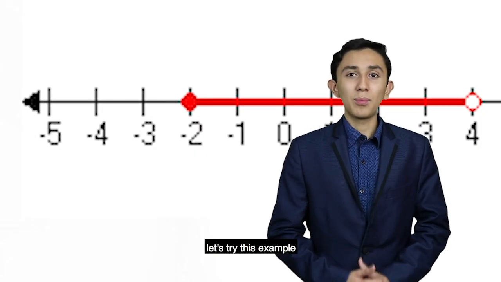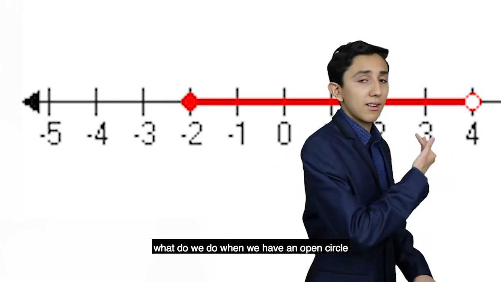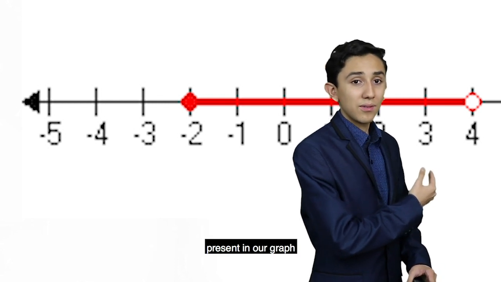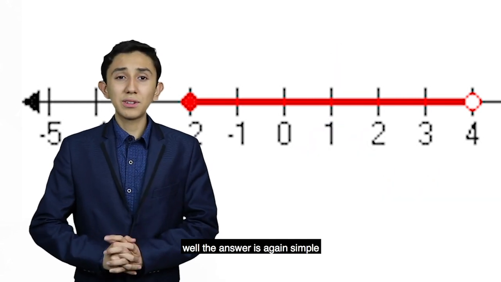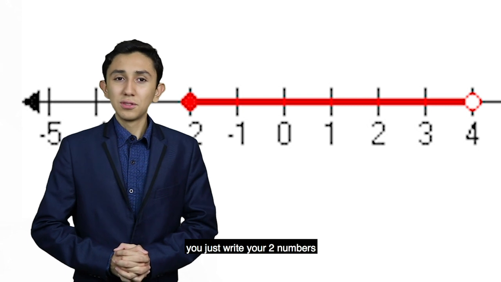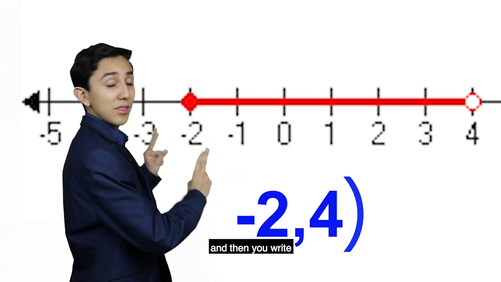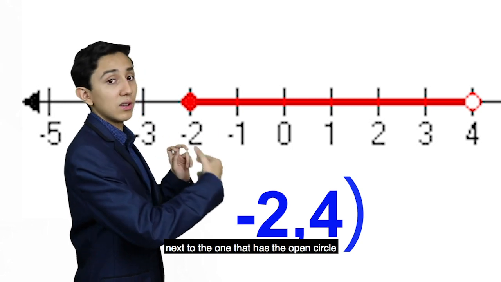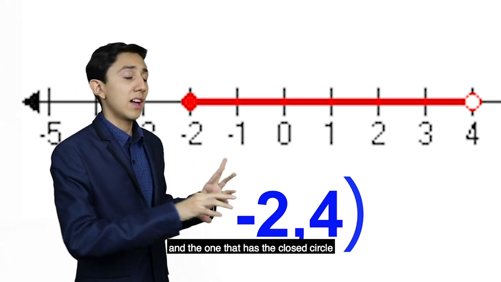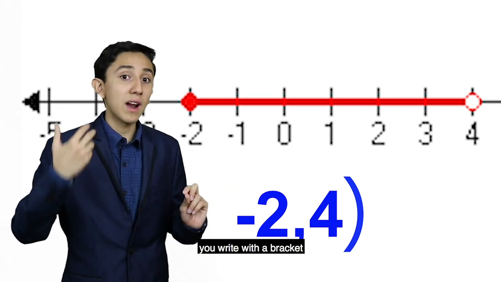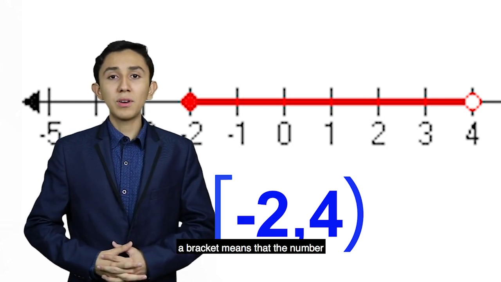Let's write this example. What do we do when we have an open circle present in our graph? Well, the answer is again simple. You just write your two numbers, then you write parentheses next to the one that has the open circle, and the one that has the closed circle you write it with a bracket. A bracket means that a number is included.